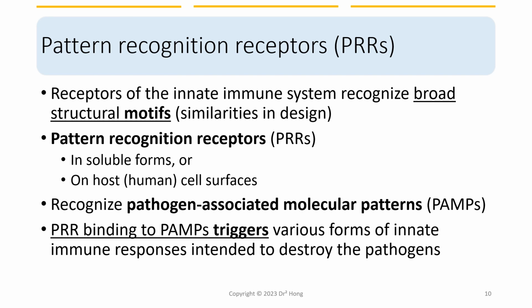Now, they can recognize pathogen-associated molecular patterns, and when the PAMPs bind to PRRs, it will trigger various forms of innate immune responses. And the ultimate goal is to destroy the pathogen, or sometimes destroying the cells that are infected by pathogens, namely viruses. So we are going to look at all of these processes in greater detail today.